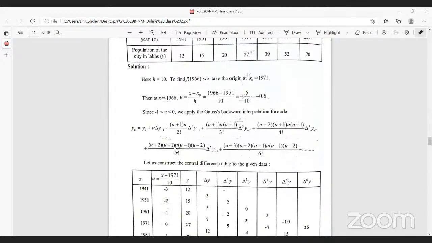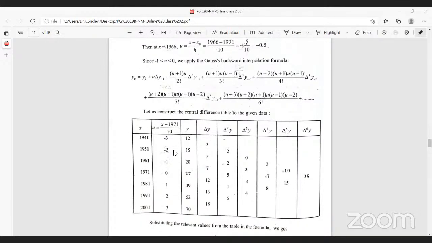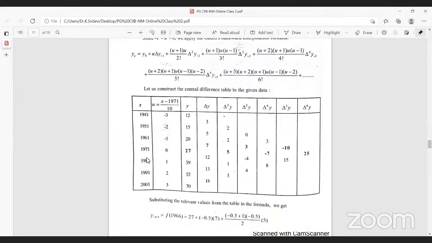Now, to apply this formula, first we have to construct the table for the given tabular values. X values are like that, Y values are like that from the table. According to this X value, you can take the u value like this. What is u? X minus X0 by h. So according to this X, the u value is minus 3. Take X equal to 1951 in this one, then you can find the u value minus 2, like this. Anyway, according to the given values, you can get the first order forward differences like that, second order forward differences like that, and finally, sixth order forward differences like that.